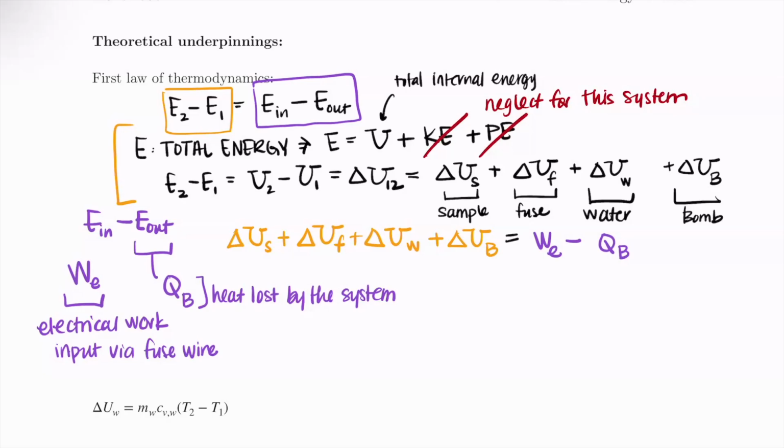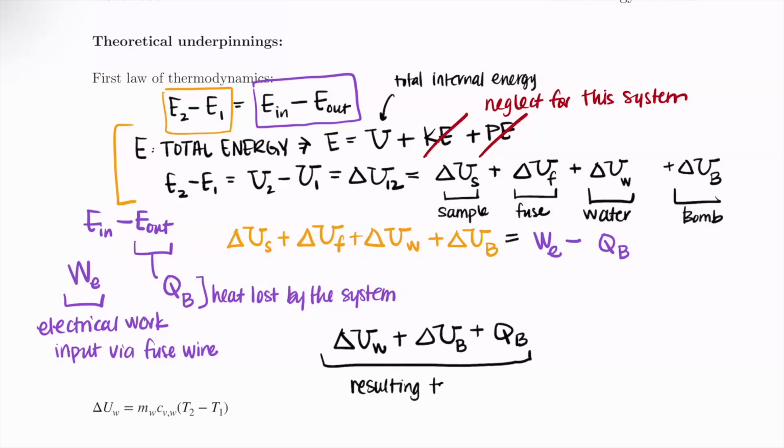So I'm going to rearrange this slightly so that on my left-hand side, I have all the things that cause the temperature rise to happen. And then everything that's related to combustion, I'm going to put on the right-hand side. Okay, so the temperature rise terms are the change of internal energy of the water, the change in internal energy of the bomb, and then the heat transfer term, QB. So this is all resulting temp rise terms.